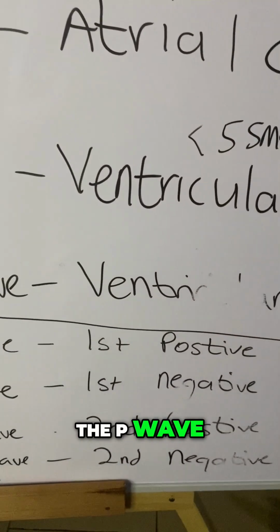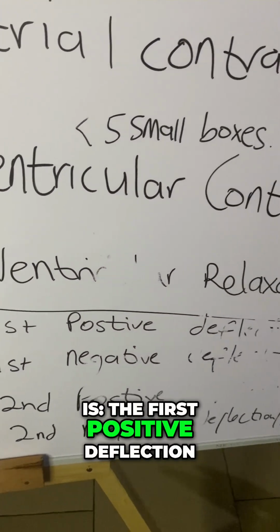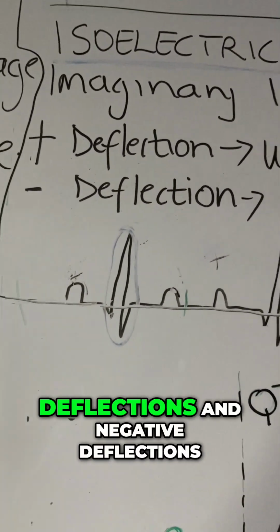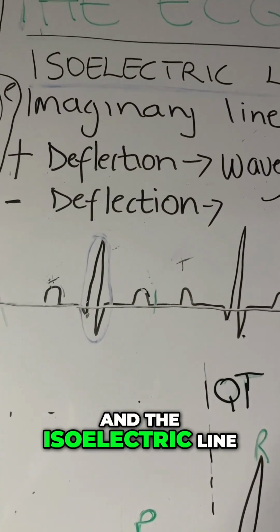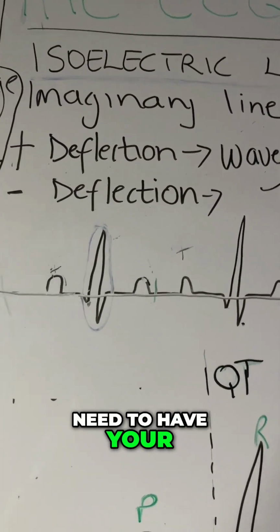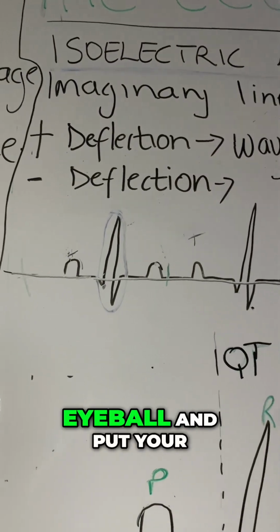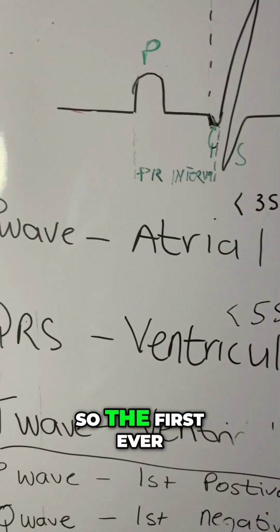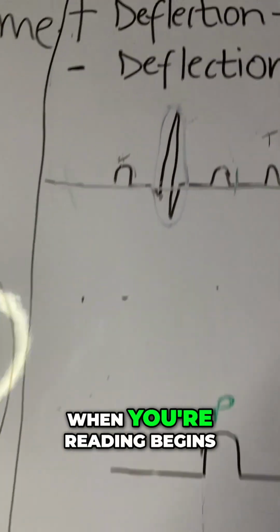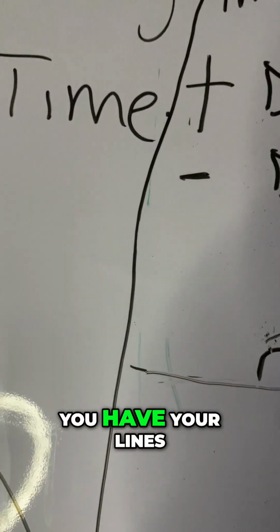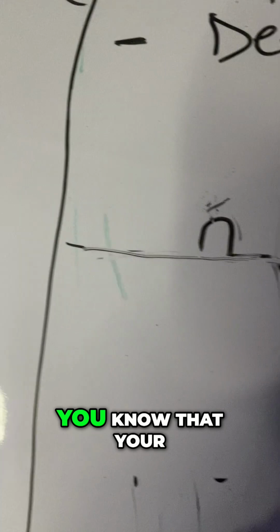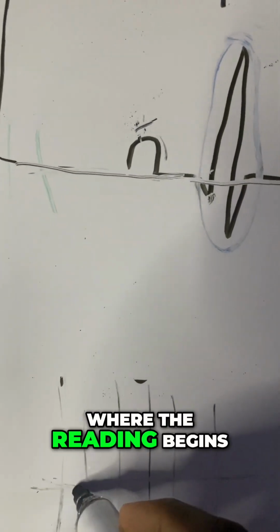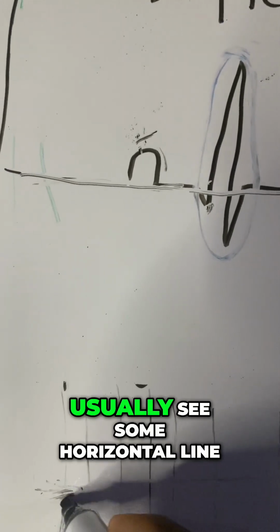The P wave, by definition, is the first positive deflection. Okay, so remember we're talking about positive deflections and negative deflections and the isoelectric line. That is why you need to have your imaginary line, or you can just eyeball and put your line there. Okay, so where your reading begins, you usually see some horizontal line.